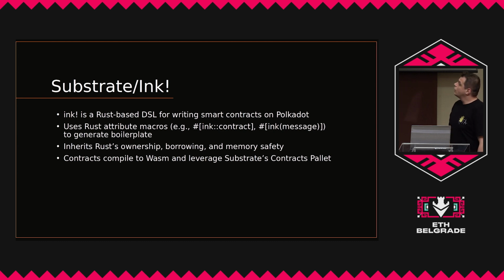Substrate and ink. On Polkadot, parachains are made with pallets. Pallets are written in Substrate, and ink is a Rust-based DSL to be executed on Polkadot. It uses Rust macros to reduce boilerplate, macros like ink message for functions, ink storage for storage, of course. It also inherits ownership, borrowing, and memory safety. Ink contracts are compiled to WebAssembly and can be executed on parachains that implement the contracts pallet.